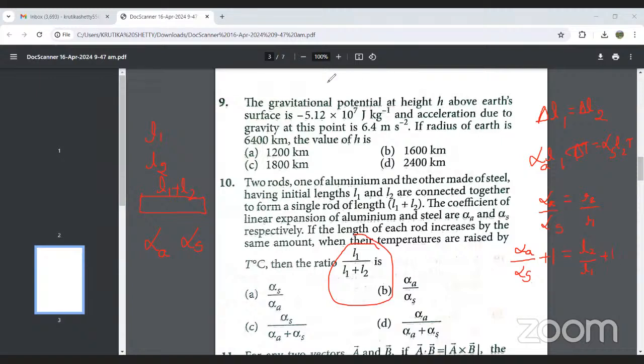In physics, understanding the steps is important, students. Different numericals have different kinds of steps. As many questions as you practice, slowly you will understand what logic you need to apply for the questions. Okay, so this is plus 1. Let us simplify this. It becomes alpha A plus alpha S over alpha S.